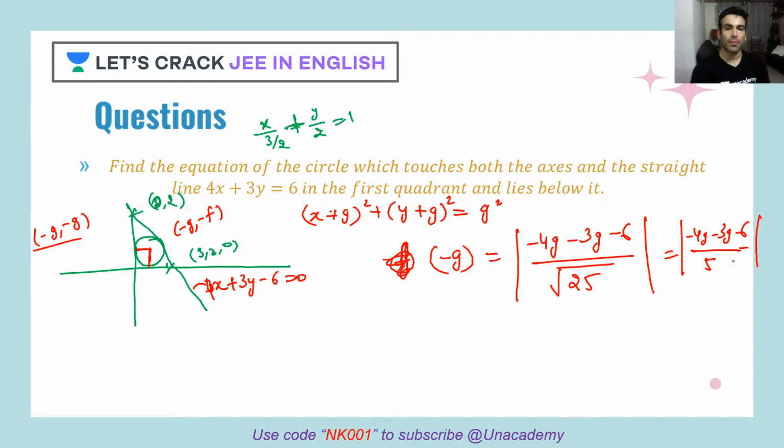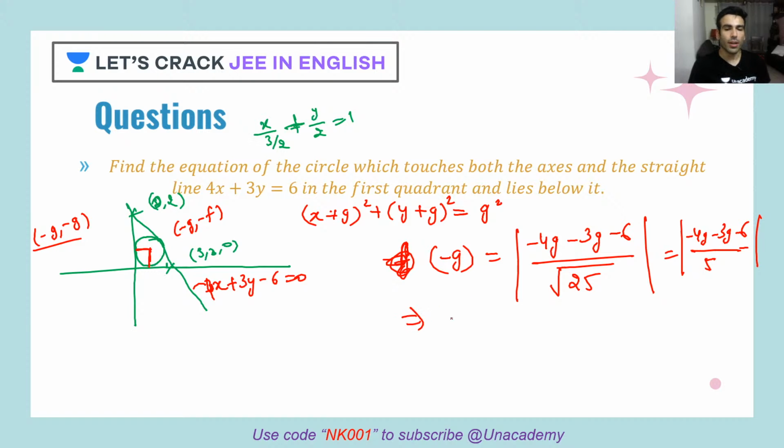Now the question comes, when I open the mod sign, whether to take positive or whether to take negative. If you are very confused, I would suggest square it, and post that, whenever you get the answer, you can just check minus g needs to be positive because it's there in the first quadrant. If you don't want to do that, then open it for, let's say, positive, then solve it, check whether minus g is turning out to be positive or negative. If negative, then just cancel out. If positive, then just accept it. Okay, so both ways you can solve it.